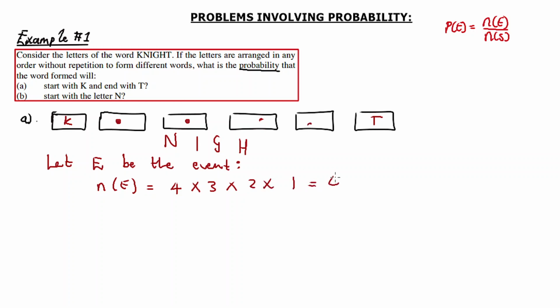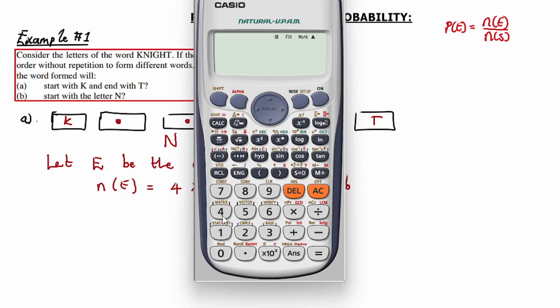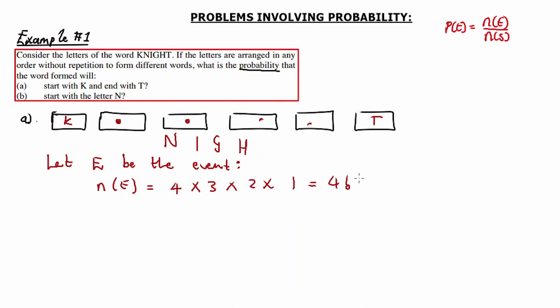So in other words, it's 4 factorial, which is equal to 24. Then we want to calculate the sample space, since we have finished with the outcomes of event E.